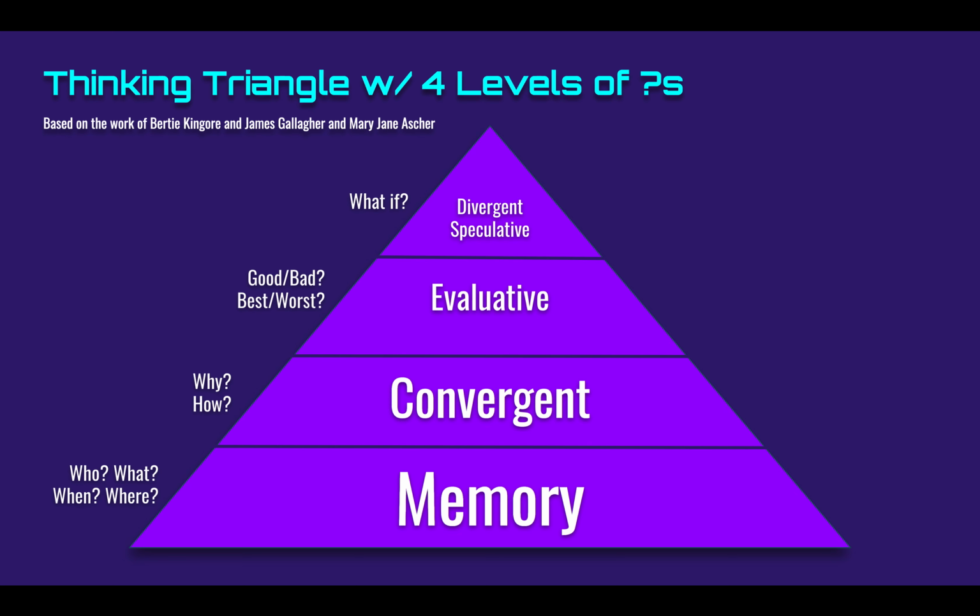That kind of thing. One of the things to keep in mind here, again, is that memory and convergent are so important. Gifted kids can do magic tricks, but they need a rabbit and a hat. So convergent and memory, that's the rabbit and the hat. Evaluative and divergent, speculative, that's the magic trick. So don't skip those bottom two parts of the triangle.